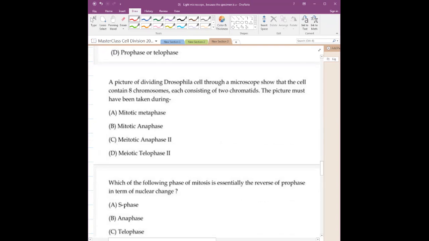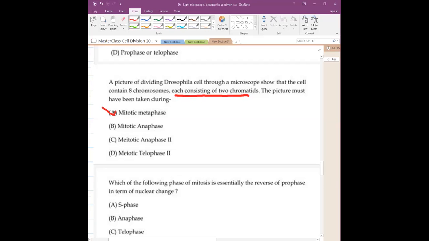Okay, next question goes to Tanishka. A picture of a dividing Drosophila cell through a microscope shows that the cell contains 8 chromosomes, each consisting of 2 chromatids. The picture must have been taken during... Guys, think about this. They are looking into a Drosophila cell and find 8 chromosomes, but these chromosomes have two chromatids each. What is this? Yes, it is going to be mitotic metaphase.